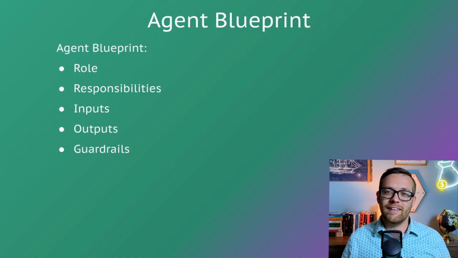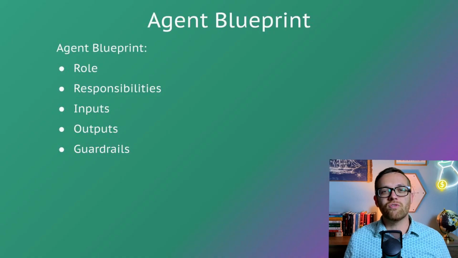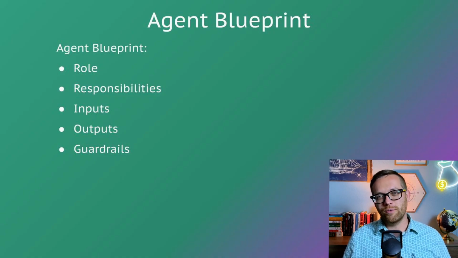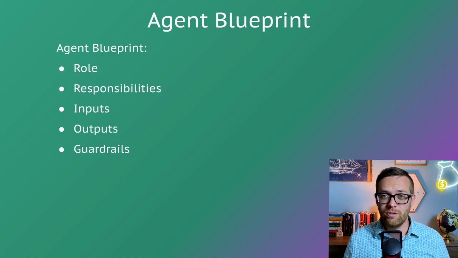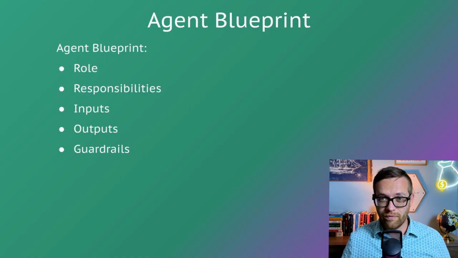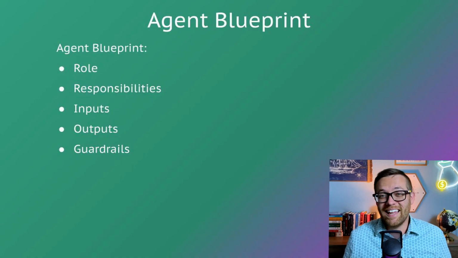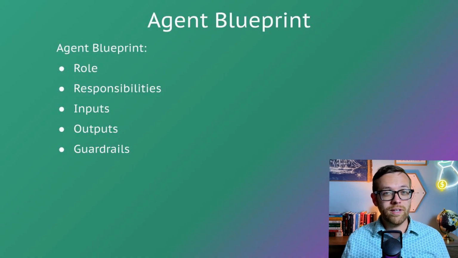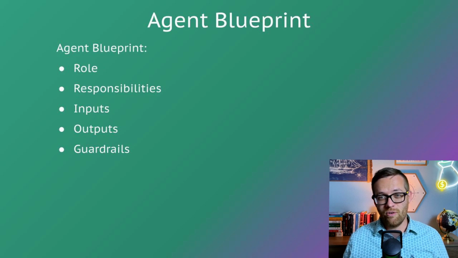So let's start by designing the agent blueprint. Every strong agent starts with a blueprint. Think of this exactly like writing a job description. If you've ever onboarded a new analyst, you already know how to do this. If the role is vague, the output will be vague. If the rules are fuzzy, the agent will freestyle, and that's how hallucinations happen. So what is the agent blueprint? It's going to have your role, responsibilities, inputs, outputs, and guardrails.